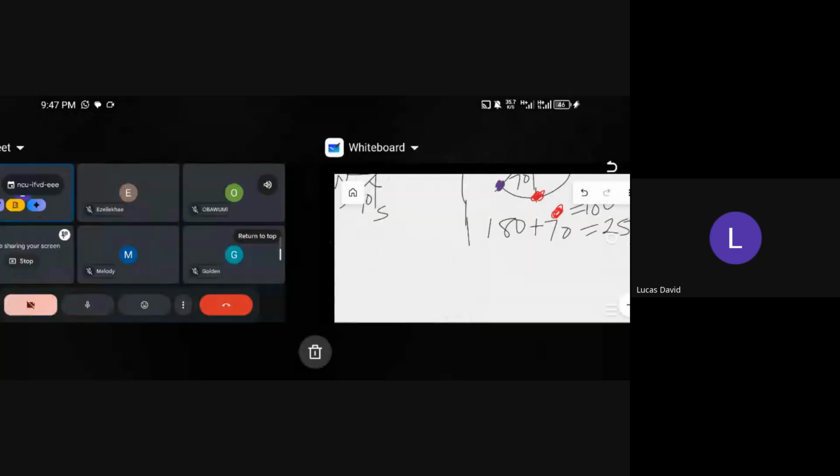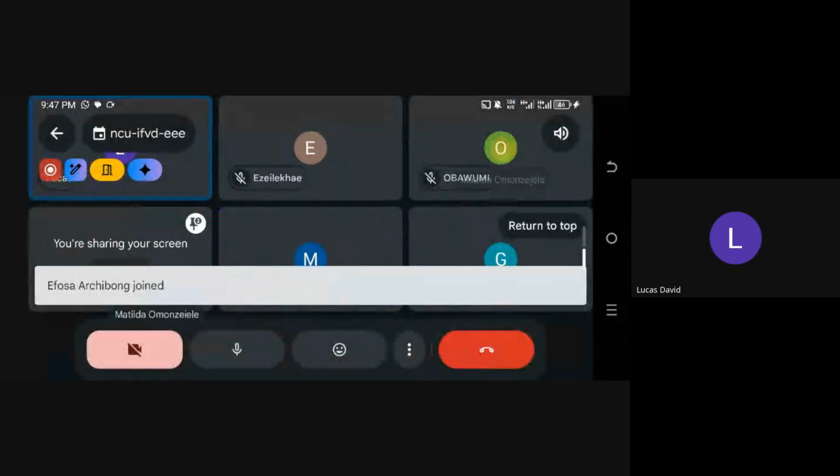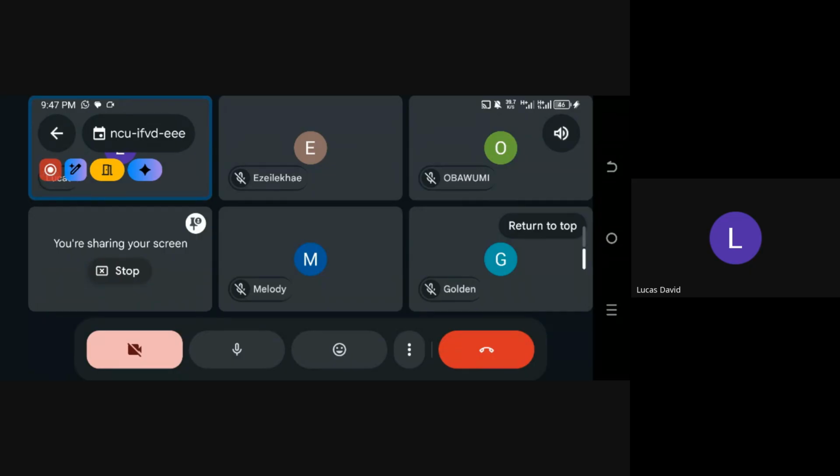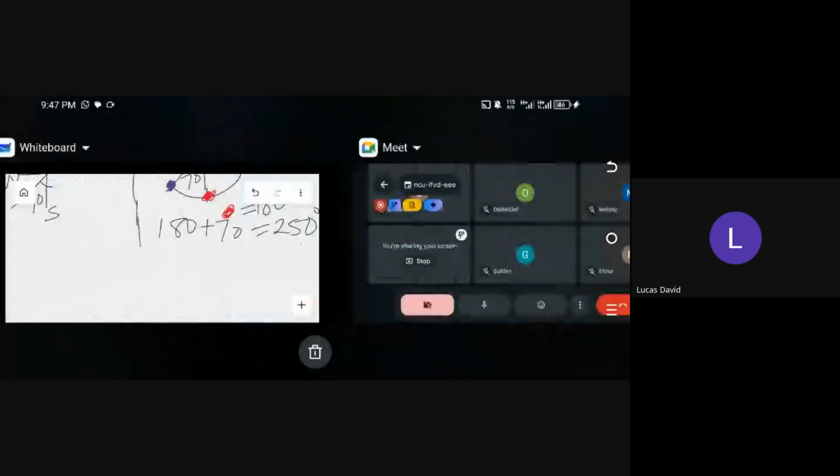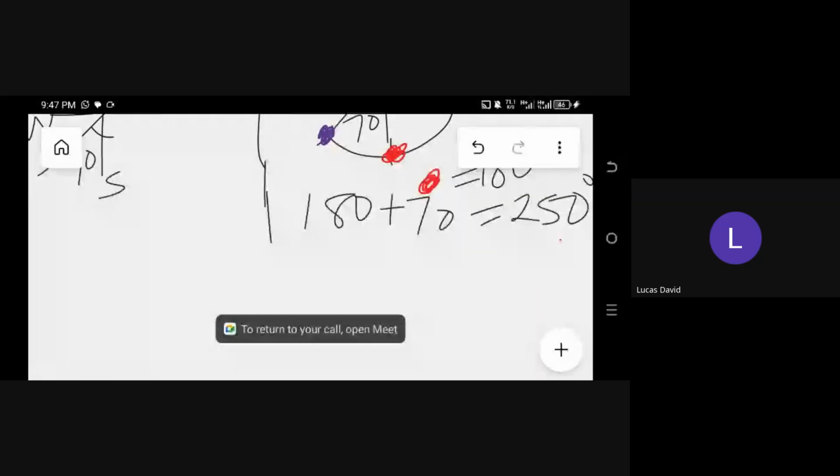Does anyone feel that that's not correct? Does everybody agree with that answer? Lucas's answer is 250. Does everybody agree? Okay, Matilda agrees. Efosa agrees. Okay, all right, good. So everybody agreed. So Efosa, you are to take the next one. You did say that you're taking the next question.